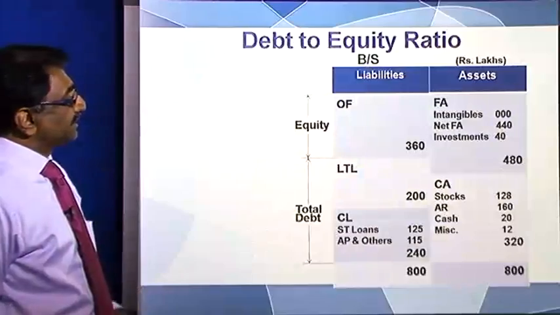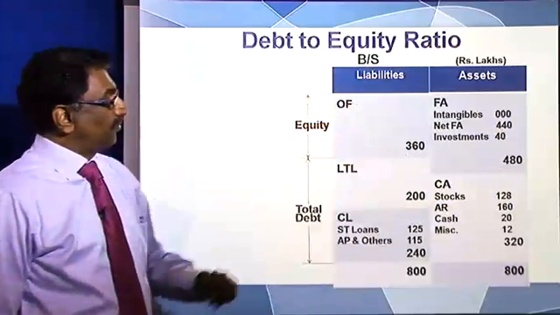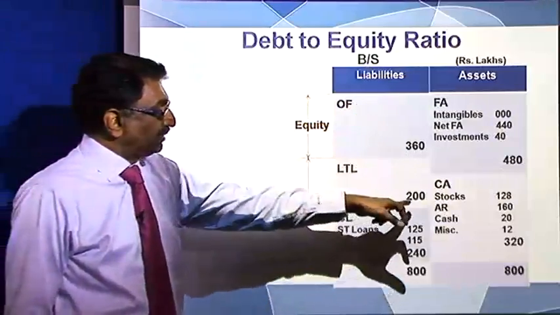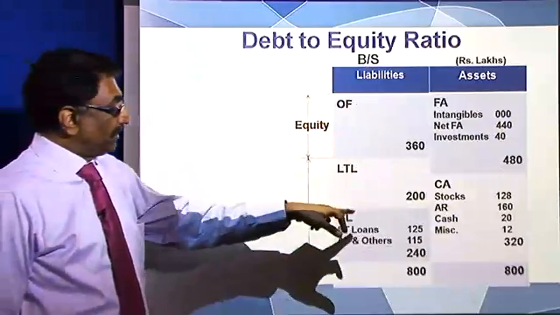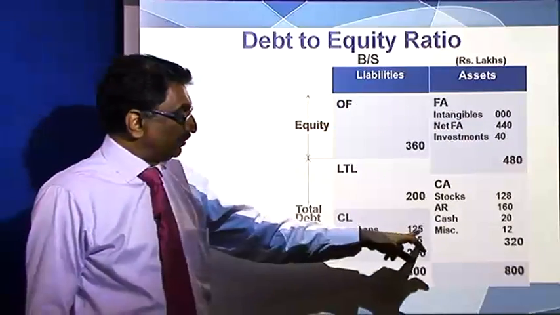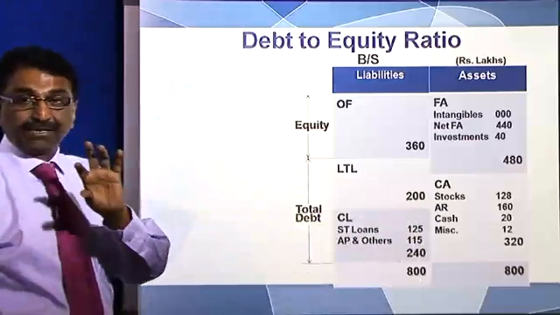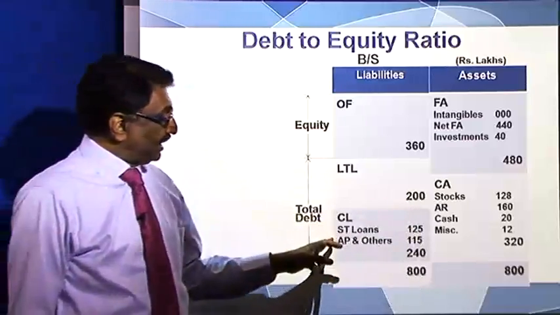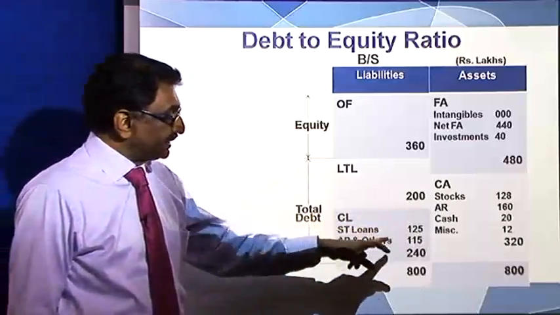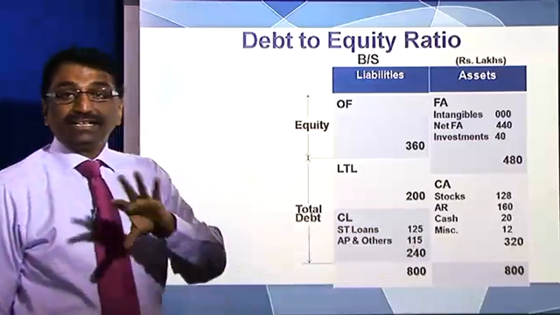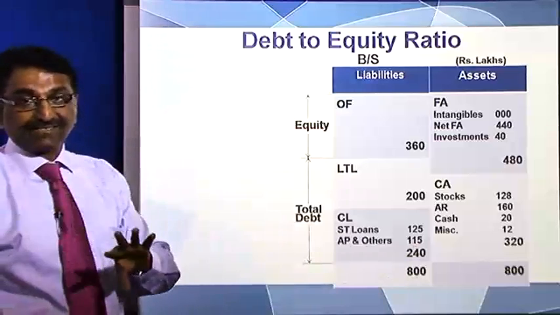Now let us look at this. This is the equity portion, which is your owners funds. This is the long term liability. We have broken up the short term liability into short term loans. So 125 plus 200 is the interest bearing part of the liability, and accounts payable, that is your creditors and others, are 115. They are still liabilities, but they are not interest bearing.